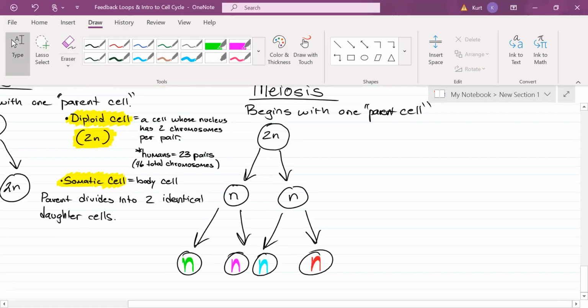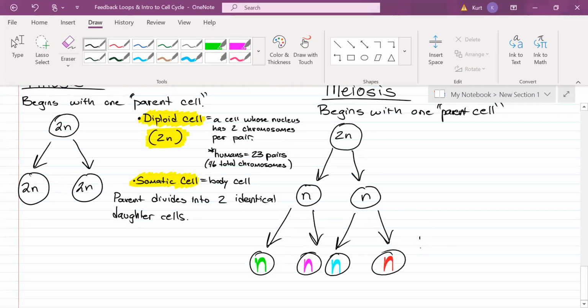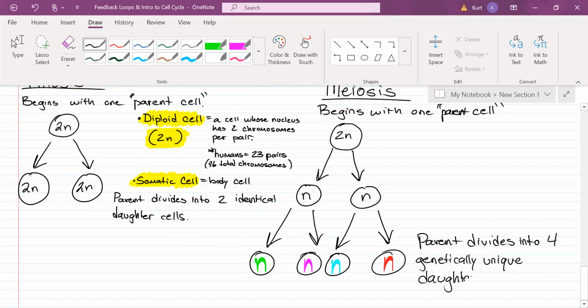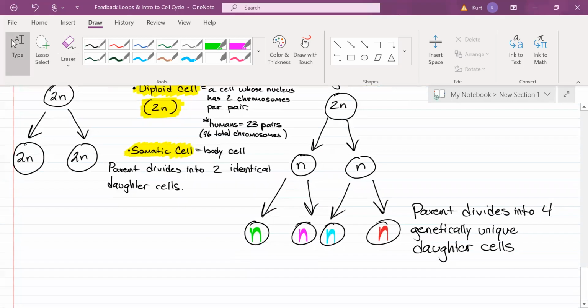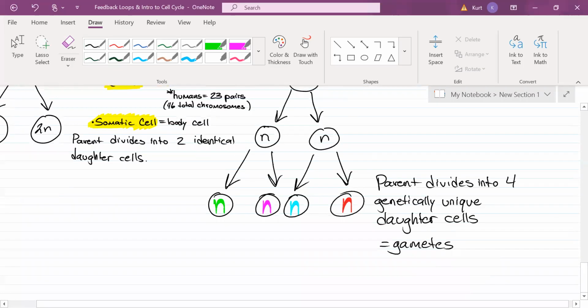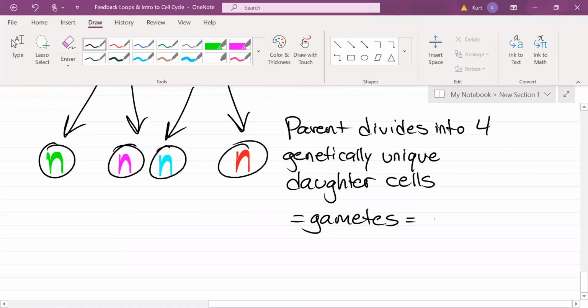But in this case, the parent cell divides into 4 genetically unique daughter cells. These daughter cells will become something that we call gametes. You can call them gametic cells, but gametes is going to just be easier. Gametes are sex cells.